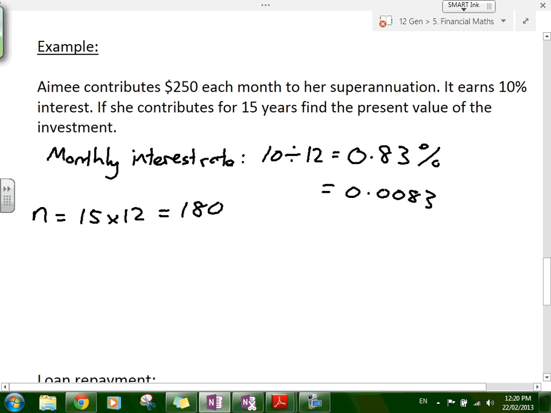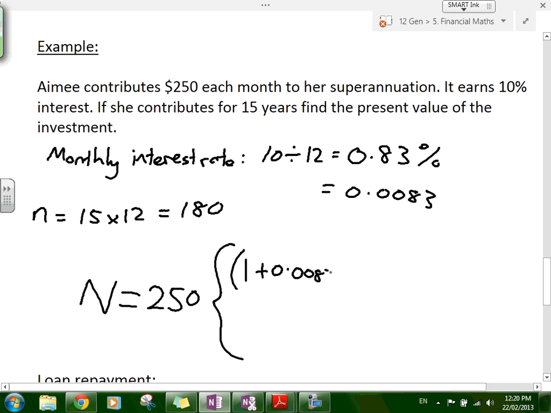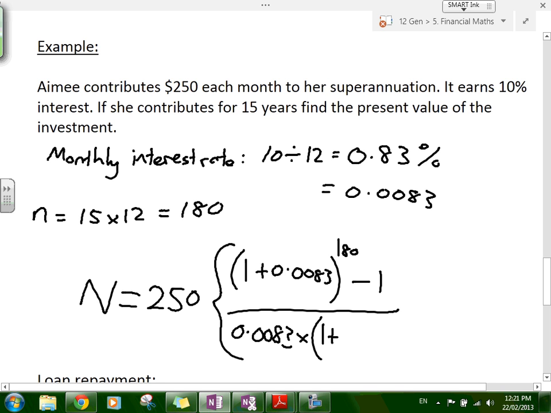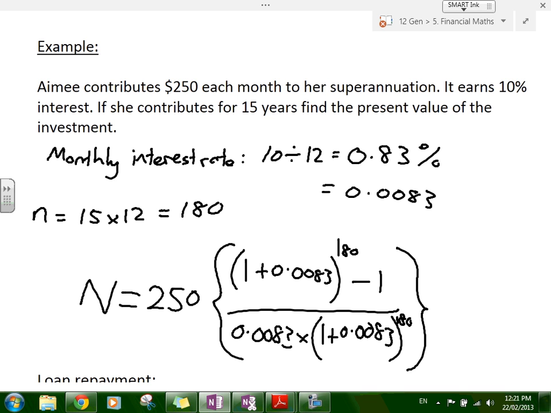So the present value of this investment is 250 times (1 plus 0.0083)^180 minus 1, over 0.0083 times (1 plus 0.0083)^180. Then we need to work this out. Please everyone do this as well, because you've got to practice being able to do these sort of things.